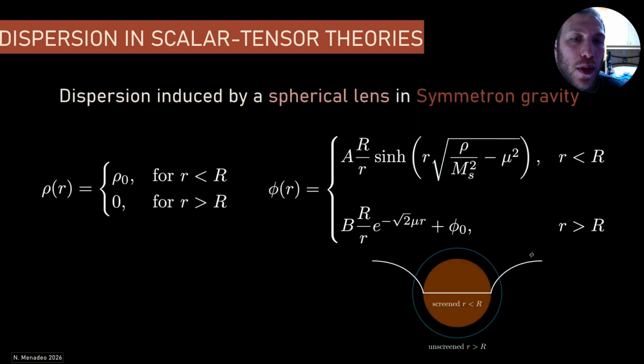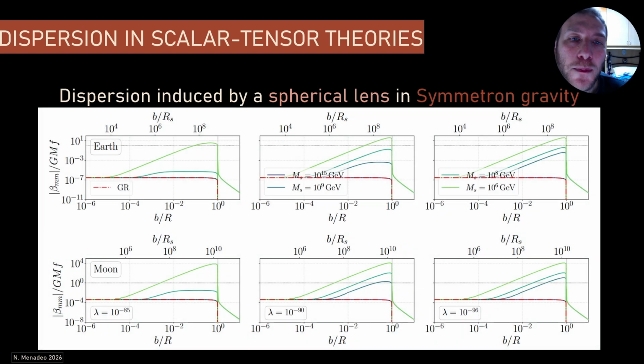Let me move now to the symmetron case. Here the lens was modeled as a sphere with a constant density, while the scalar field exhibits the characteristic screened profile of symmetron gravity. In the following plot here, we used the Earth and the Moon as lenses for different allowed values of the symmetron parameter space. The quantity shown in this plot is the phase shift entering directly in the waveform as a function of the impact parameter normalized to the lens radius.